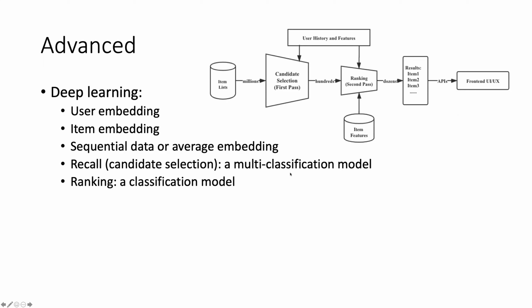So this could be a multi-classification model, because the idea here is we want to recommend maybe hundreds of products out of millions of products, right? So this is a multi-classification model. And here you can use neural networks. There are multiple models you can try, like a CNN, RNN.